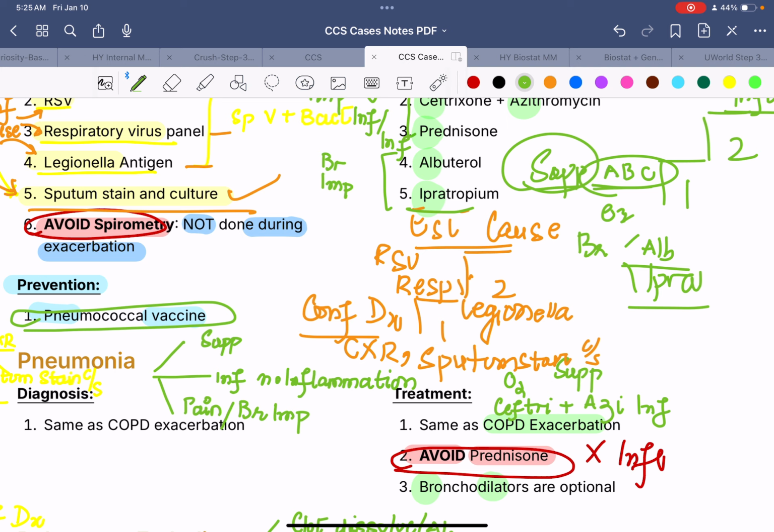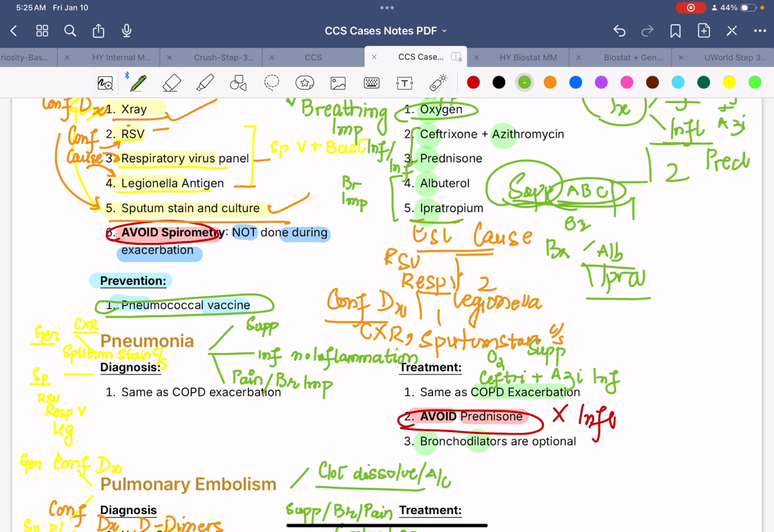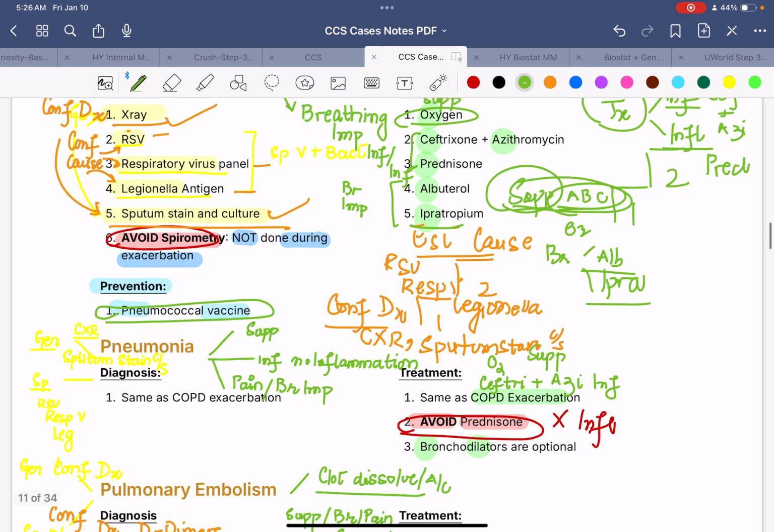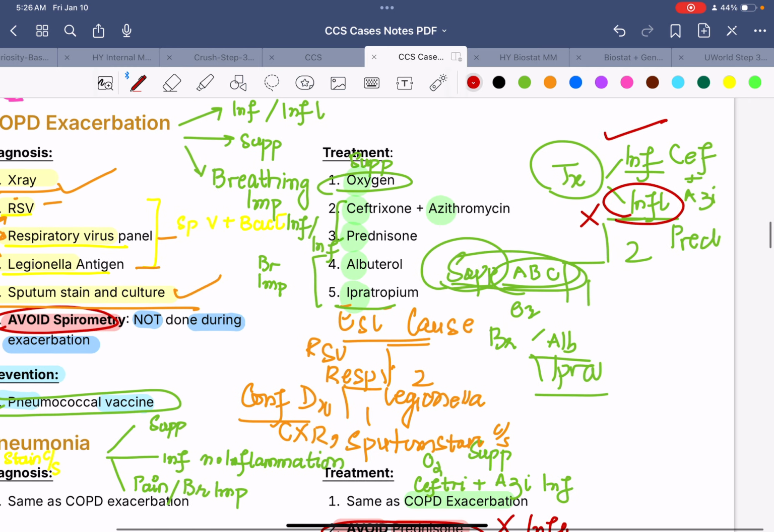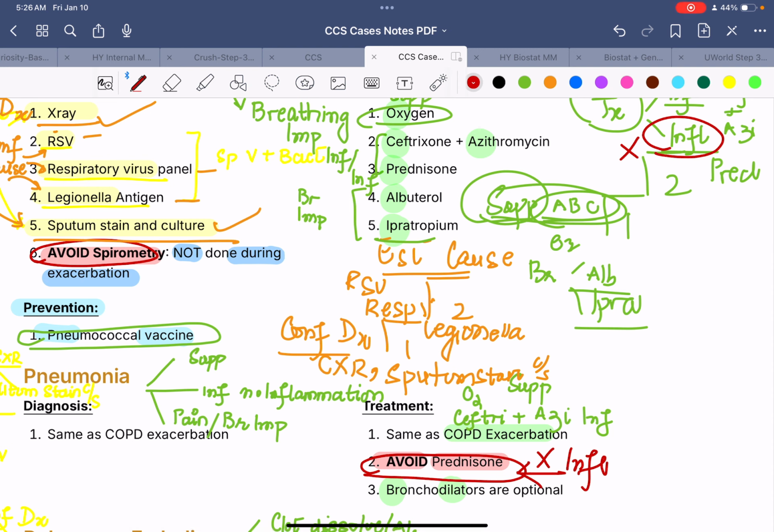In the treatment, again, the treatment is also the same. Your steps are the same: you're going to do supportive ABC, which includes giving oxygen and bronchodilators, albuterol and ipratropium if needed. And then for the specific treatment, there's just one difference from the COPD treatment. In COPD, we were treating both the infection and the inflammation, because I said COPD is actually an infection which has triggered inflammation. But pneumonia per se is basically just an infection and does not have any inflammation. Therefore, you are going to avoid prednisone and any glucocorticoids and just treat it with antibiotics such as ceftriaxone and azithromycin.